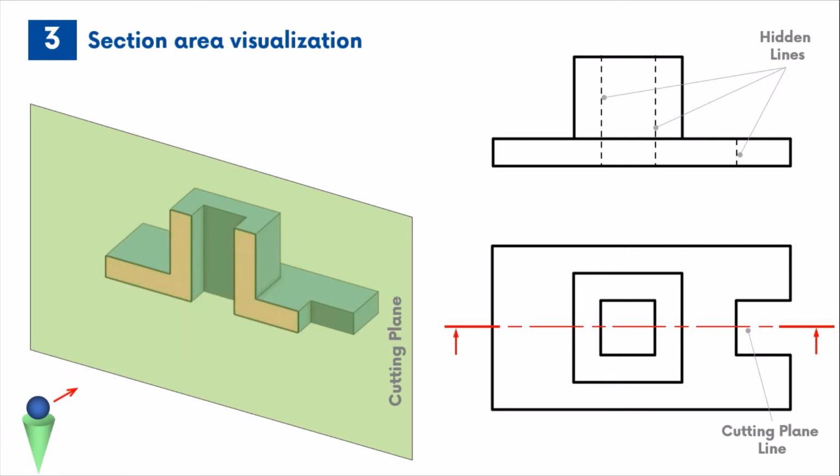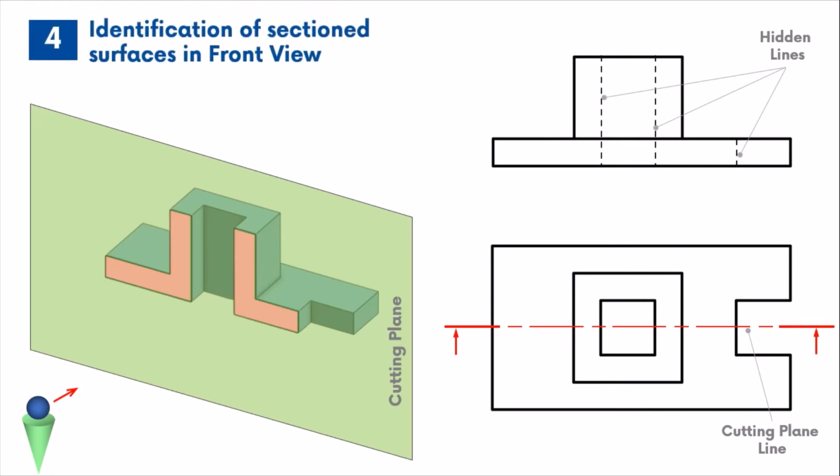It can be seen that two L-shaped surfaces of the part are making contact with the cutting plane. With a little practice and time, you will be able to mentally visualize the section process accurately. The next step involves the identification of the section surfaces in the front view. It can be seen that section surfaces are surrounded by both hidden lines and object lines.